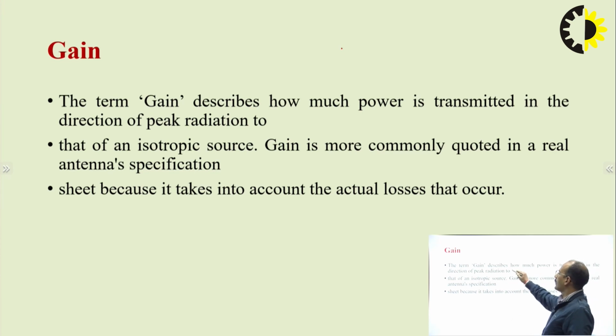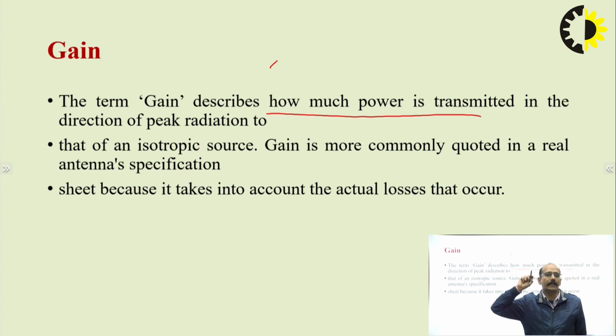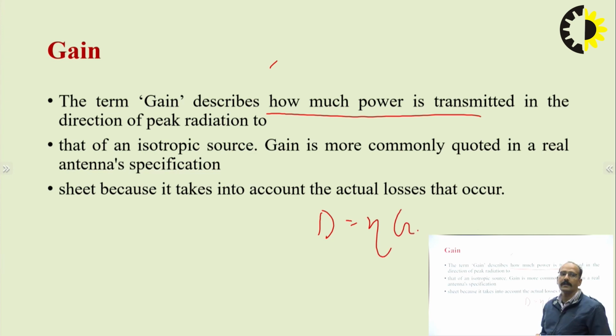Then the gain. The term gain describes how much power is transmitted in the direction of peak radiation. It means if you apply power into the antenna, the directivity is only about the directionality of the antenna, but how much power is delivered in the direction of peak radiation, that is defined by the gain. So there is a difference between gain and directivity, and there is also a relation: D is equal to eta G, that is, the relation between directivity and gain in terms of efficiency.